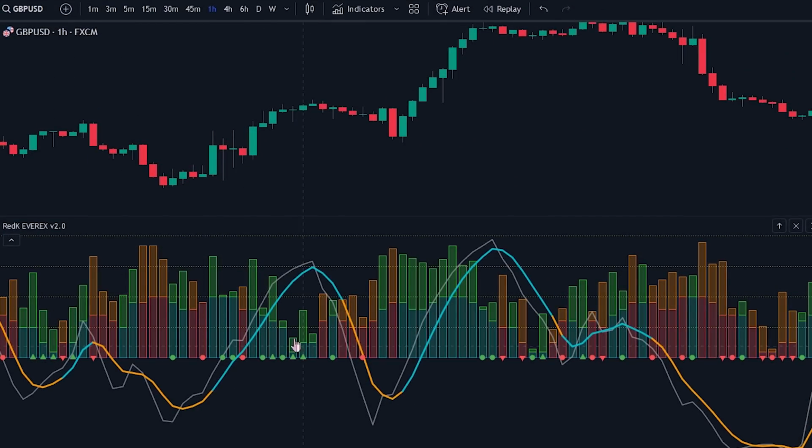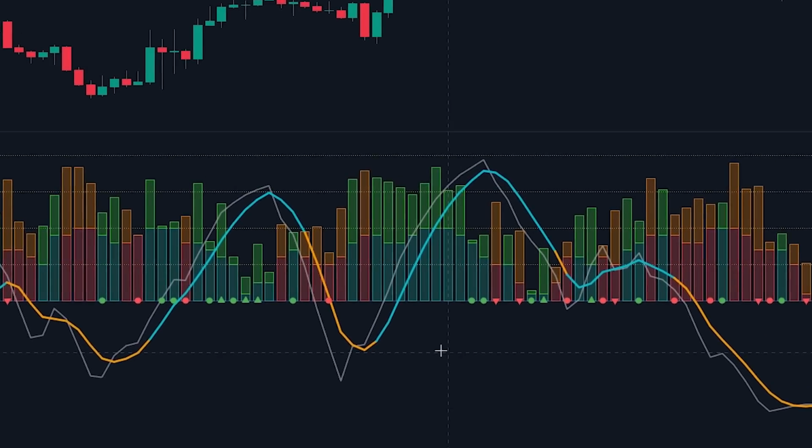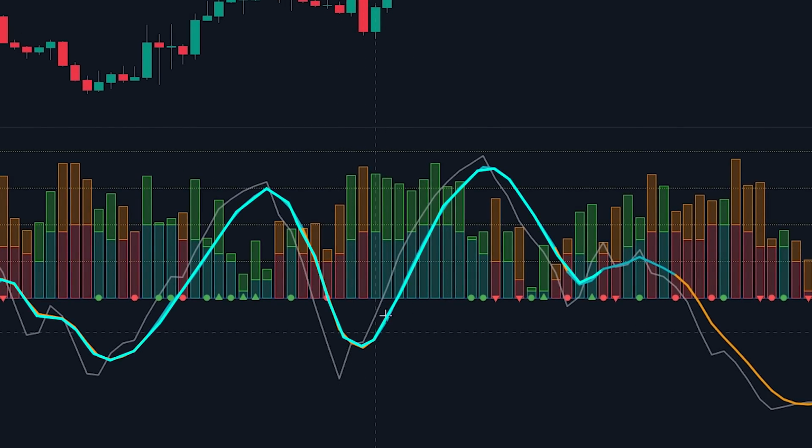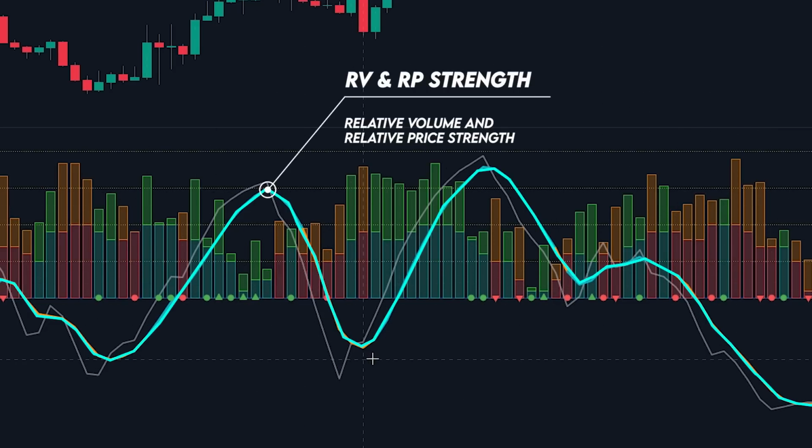The indicator consists of the following components, the first of which being the smoothed relative rate of flow line, also known as the RROF line. The indicator calculates the values of relative volume and relative price strength, then it combines these values in order to create a moving index that can be used to track overall strength and detect reversals in market direction.